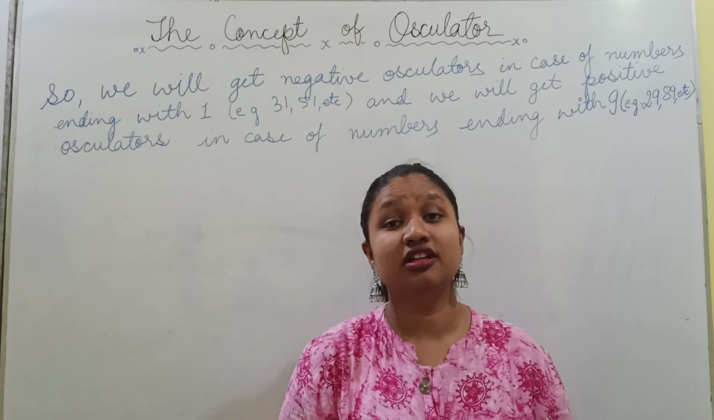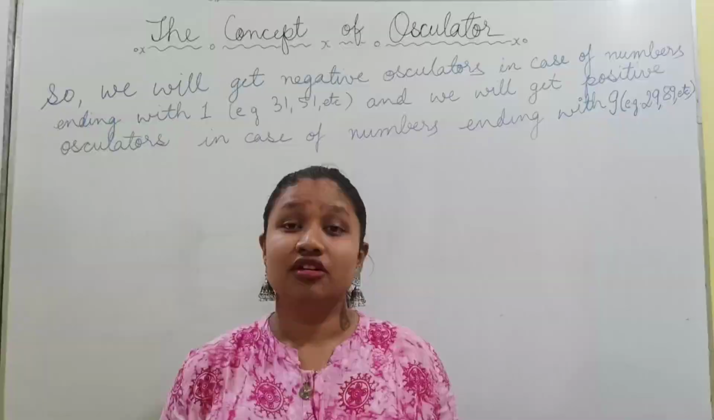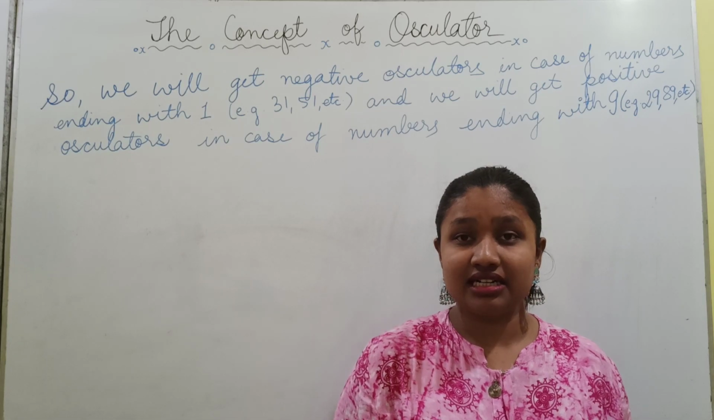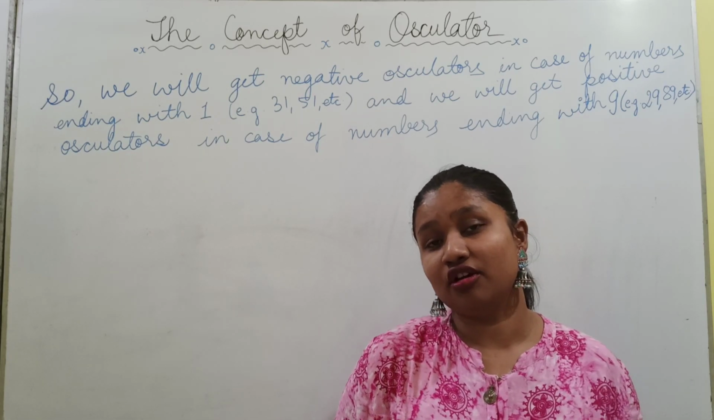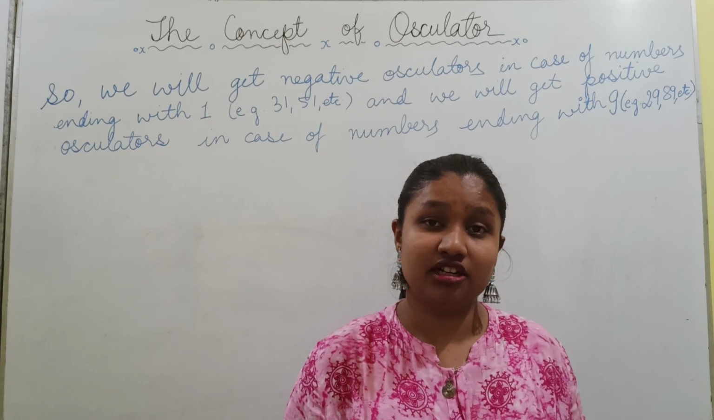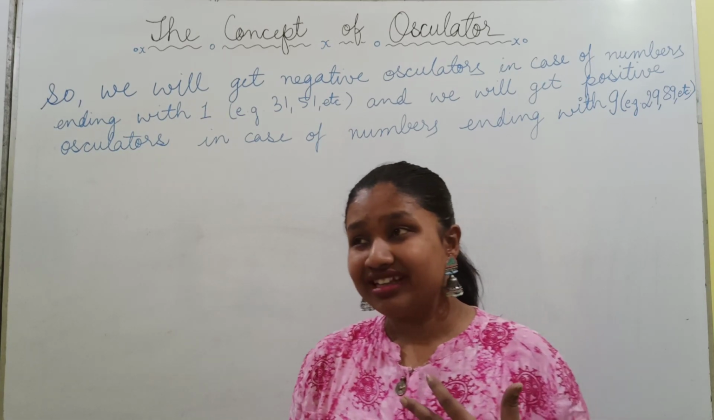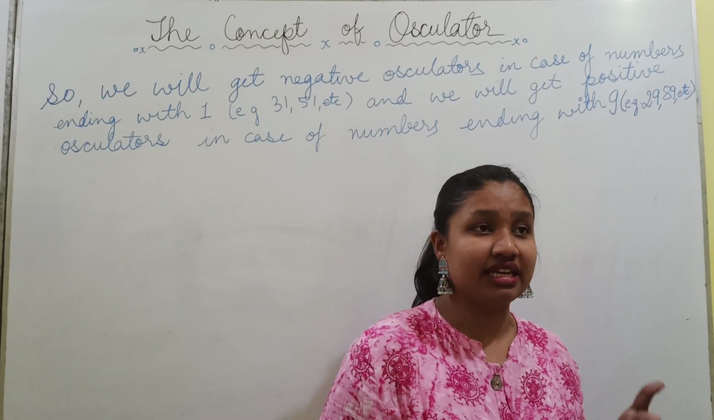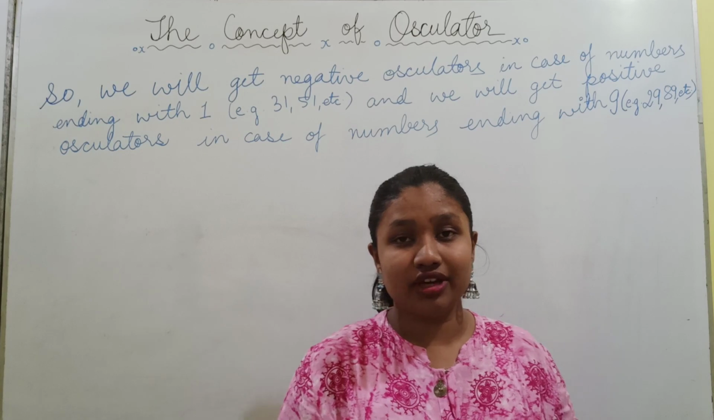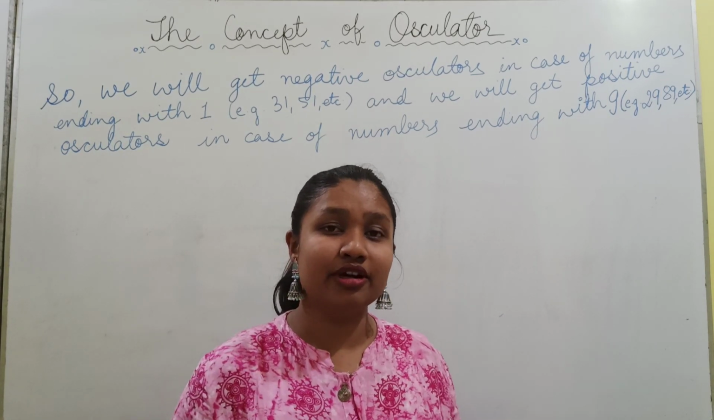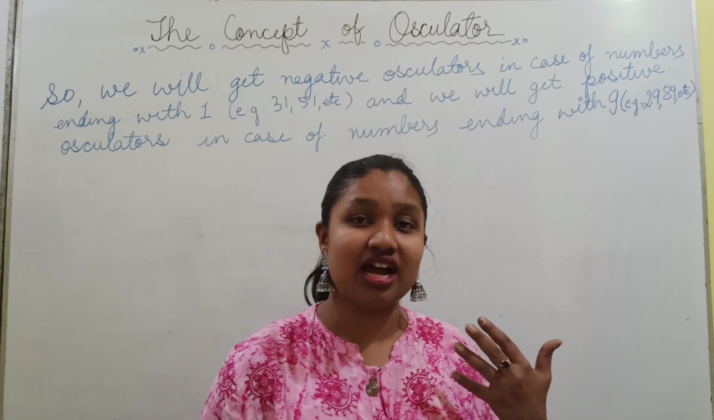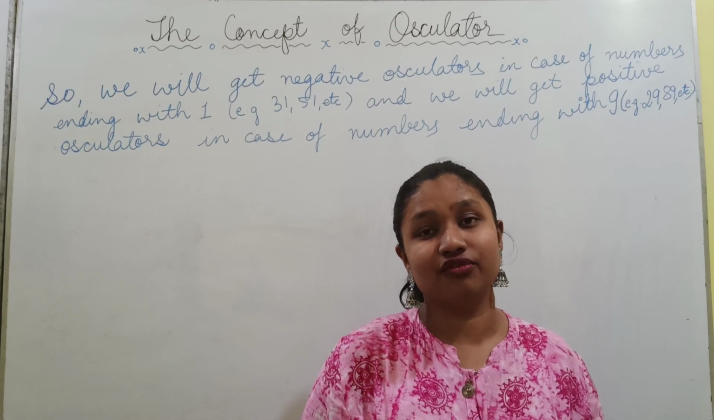But what about the numbers which don't end with either 1 or 9? For example, 7. We can't add 1 to get a multiple of 10, neither can we subtract 1 from 7 to get a multiple of 10, right? So, with these numbers in which we can neither add 1 nor subtract 1 to get a multiple of 10, we will find the smallest multiple of these numbers in which we can either add or subtract 1 to get a multiple of 10.